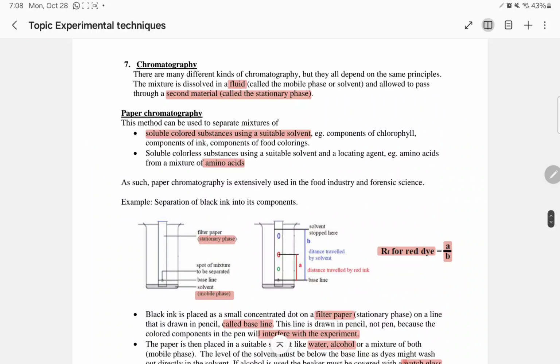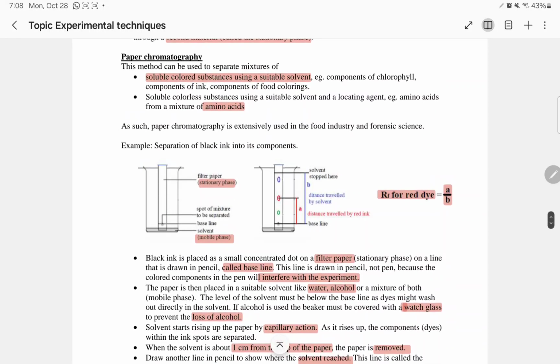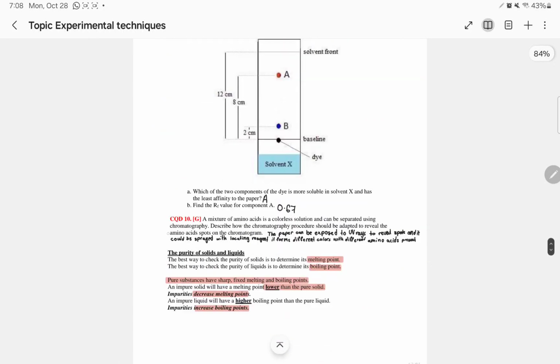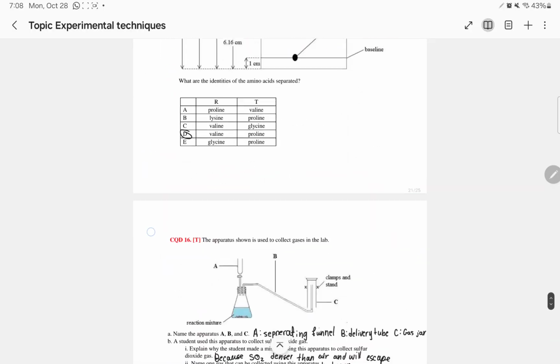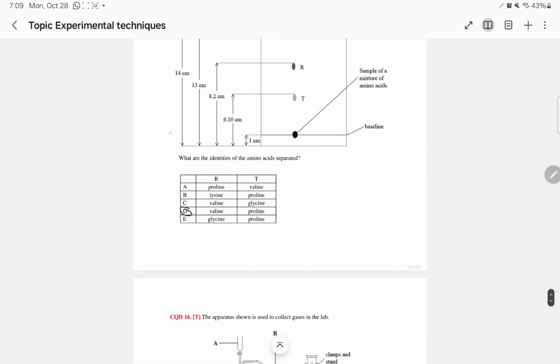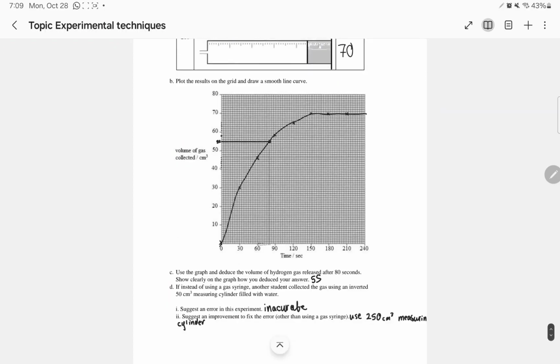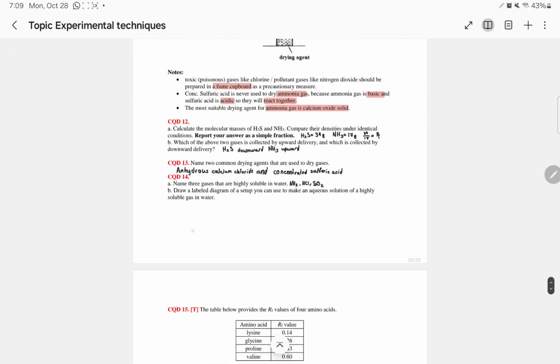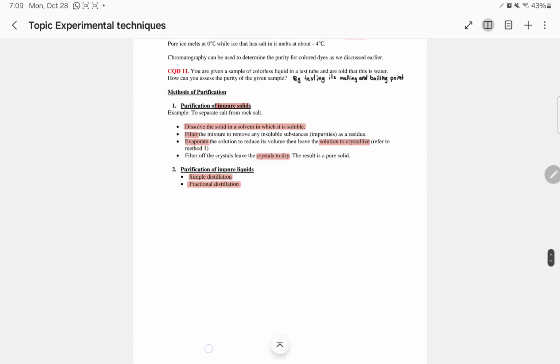Paper chromatography. Okay, chromatography is the mixture dissolved in a fluid and stationary. Okay, this doesn't really make any sense or matter. Paper chromatography. I think we're almost done with all this. Yeah, these are all experiments and things. I solved them all, I think. But we're almost done.